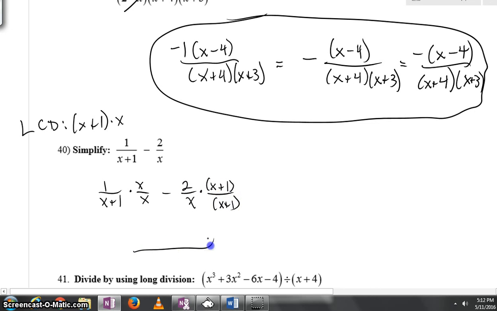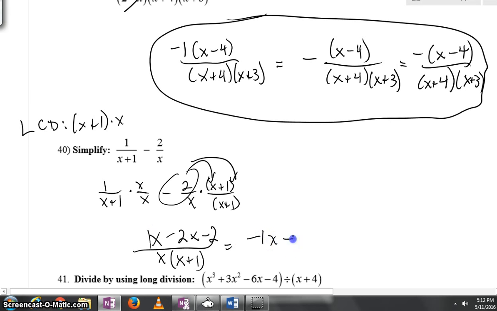As we put this all together, we'll have x. Please watch out, we have to distribute the negative. We'll get minus 2x and then a minus 2. 1x minus 2x is actually a negative 1x. And then you're pretty much done. If you'd like to, you could also factor out a negative 1. That's always a good thing to do.